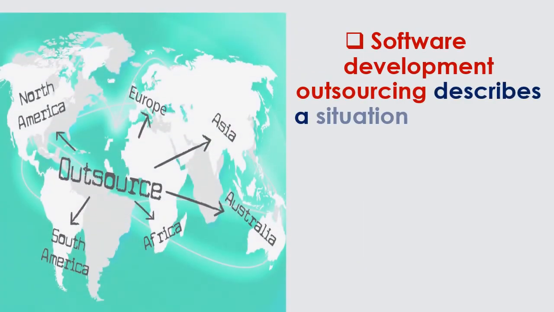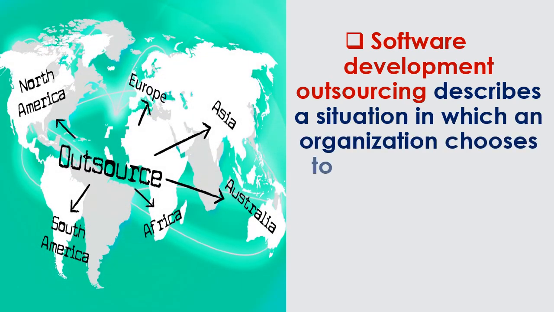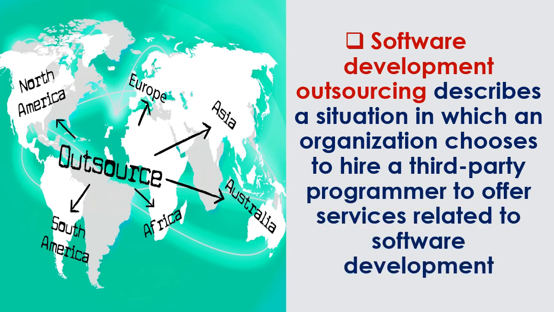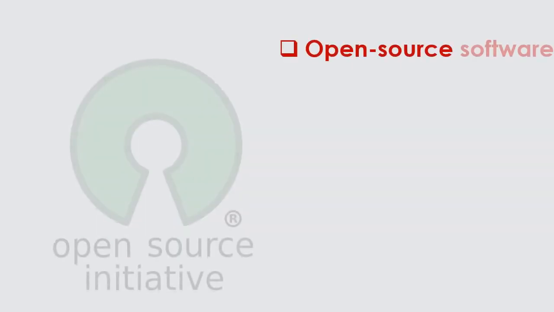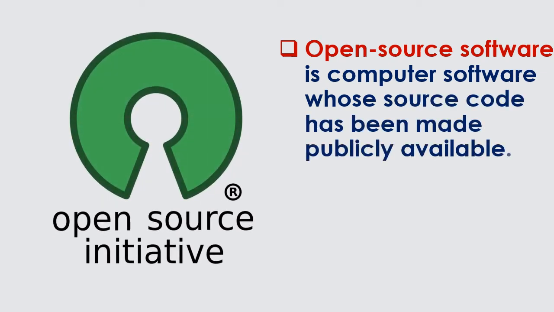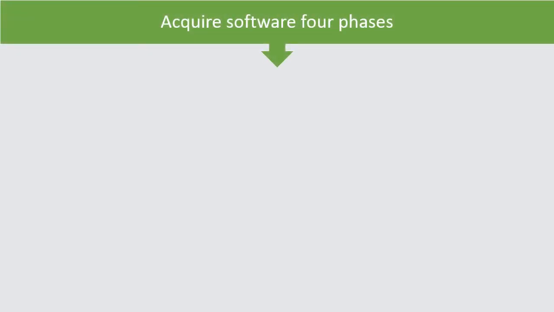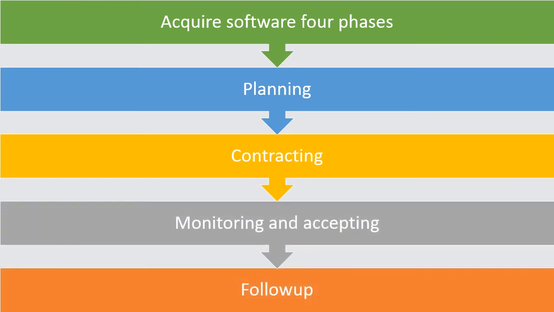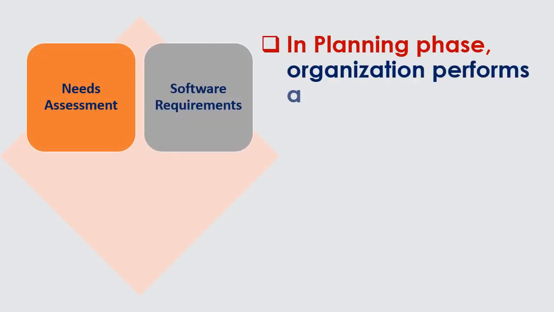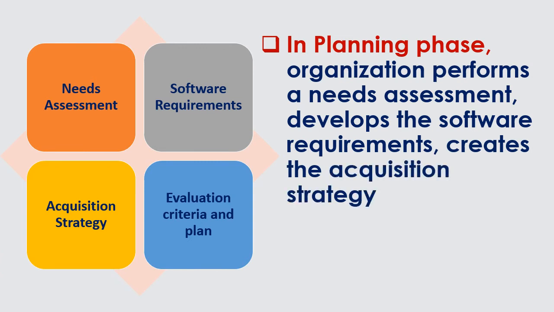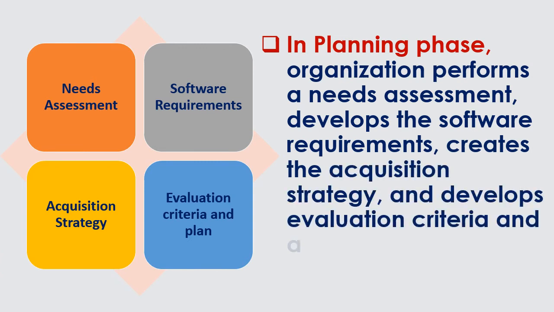Software development outsourcing describes a situation in which an organization chooses to hire a third-party programmer to offer services related to software development. Open source software is computer software whose source code has been made publicly available. Acquire software four phases: planning, contracting, monitoring and accepting, follow-up. In planning phase, organization performs a needs assessment, develops the software requirements, creates the acquisition strategy, and develops evaluation criteria and a plan.